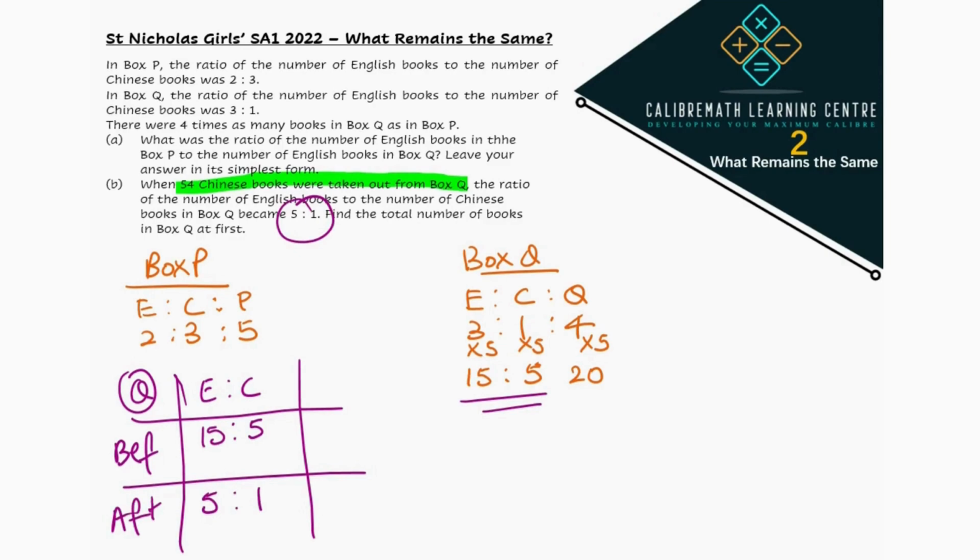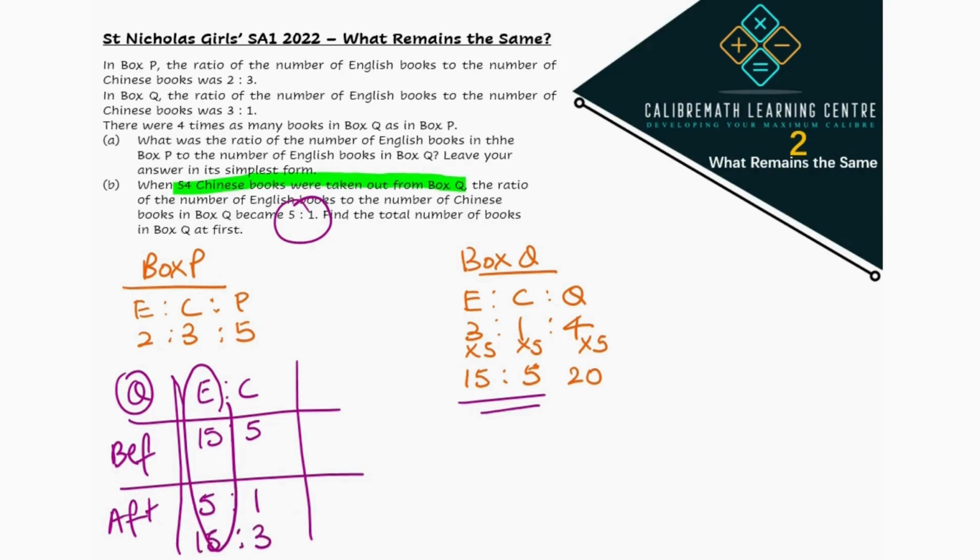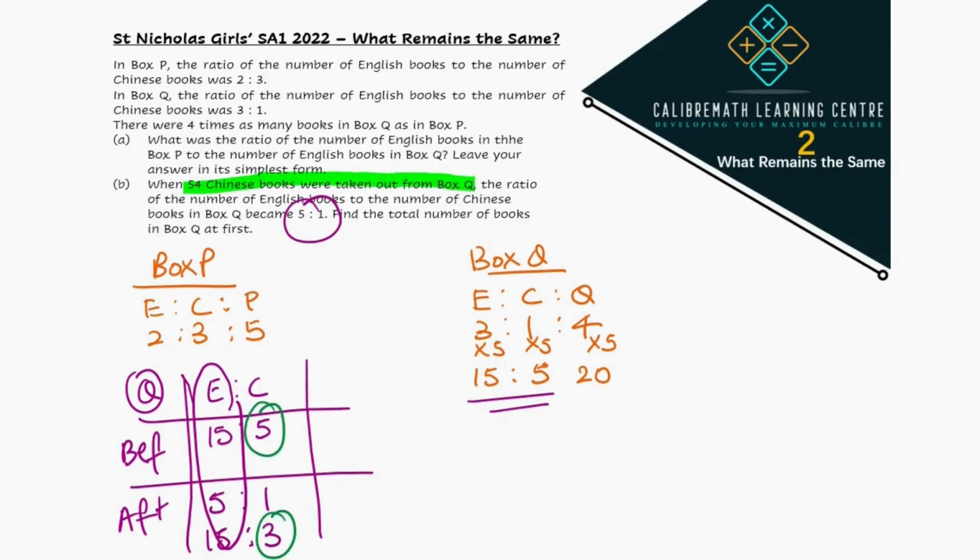Now, since Chinese books were taken out from box Q, we know that the English remains the same. So you can apply the strategy of making the English the same. And eventually, you will get the ratio to be 15:3 units. Thereafter, you will be able to compare the initial number of units for Chinese books to the final ratio of the Chinese books, and you will be able to get 2 units to be equivalent to 54. And then you can find 1 unit to be 54 divided by 2, and that gives you 27.